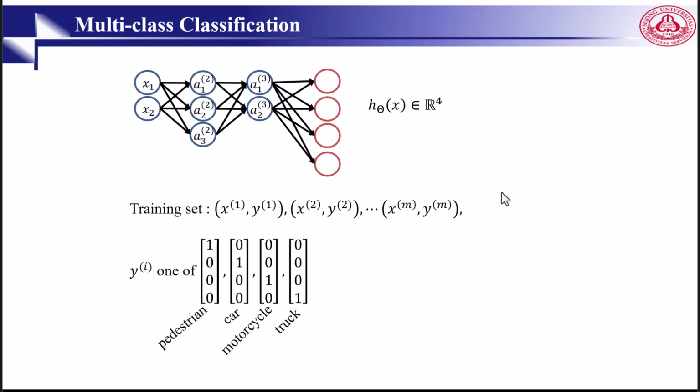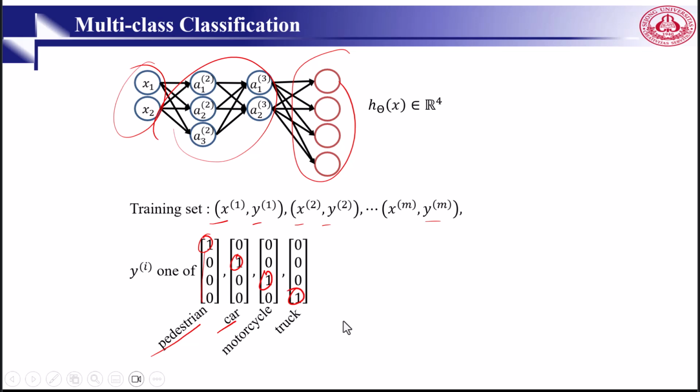So for multi-class classification, we have this network. These are the inputs, these are the hidden layers, and these are the outputs, right? So we can have a training set like x1, y1, x2, y2, up to this one. And for pedestrian, we consider this one as 1, the rest as 0. For car, the second one, then the third one and the fourth one here.